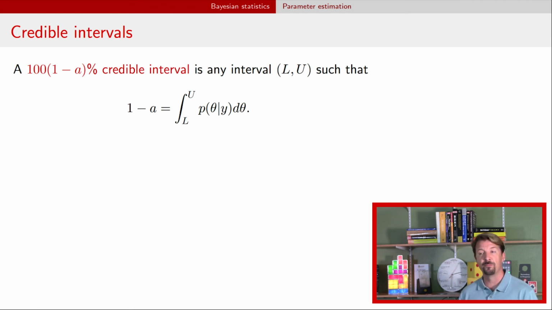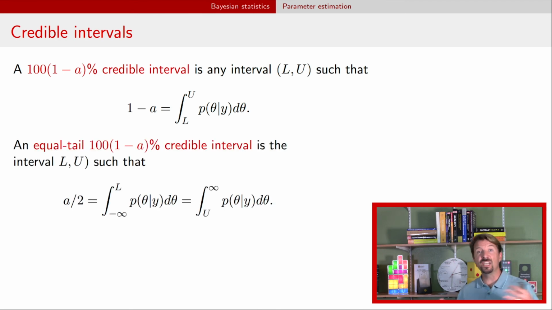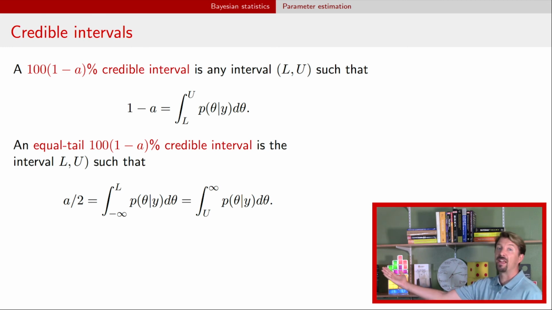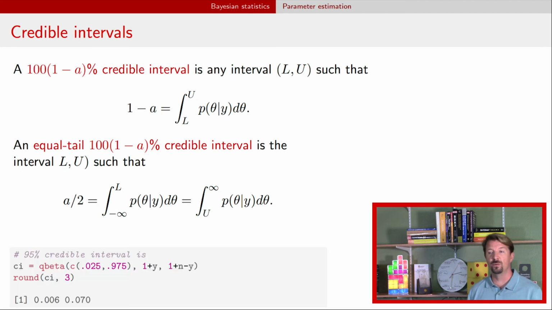Now, there are many different ways to construct this credible interval, so one way that specifically defines what L and U must be is to have an equal tail credible interval. So the equal tail basically just says, I want to make sure that half of my error is on the left tail and half of my error is on the right tail. And so this notation right here just says, look, if you integrate up to L, then that should be half the error, or a over 2. And if you integrate from U up to infinity, then that should have half the error, which is again a over 2. So that provides a specific value for L and U.